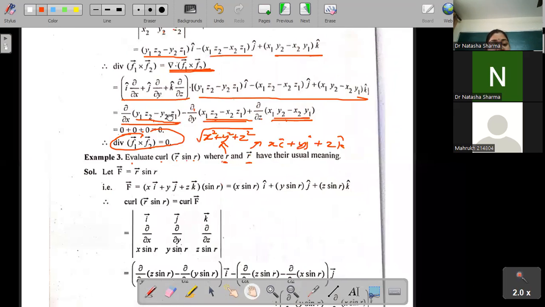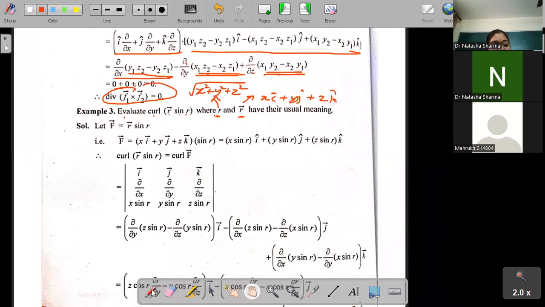Yes, ma'am. So we have to find the curl of r sin r, so first we will find the value of r sin r, and then we will take its del cross. So you see he is just naming this vector as f, so then we will do del cross f. So let us first try to find the value of f. So f is what? This is r into sin r. So you see r is a scalar quantity, r is a magnitude, so this whole term can be multiplied inside. So x sin r, y sin r, z sin r.